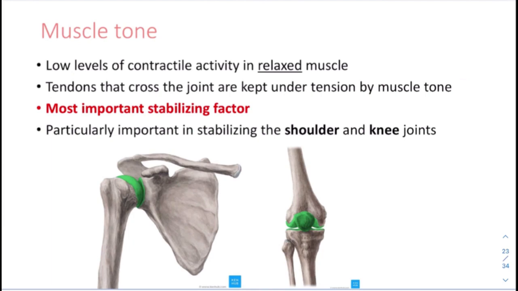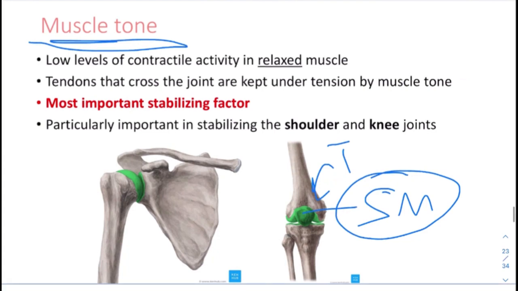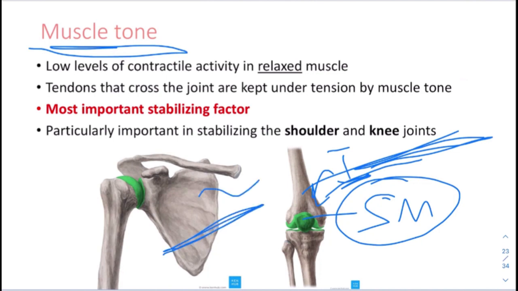Okay, so now we're going to talk about the most important factor, which is muscle tone. Usually skeletal muscle especially. So let's say this is the tendon, and this is the skeletal muscle, and this is the tendon. Usually the skeletal muscle has some muscle tone, which basically means that it's under some low level of contraction, and this causes the tendon to be under tension. That means the tendon is under tension, not lax. Okay.